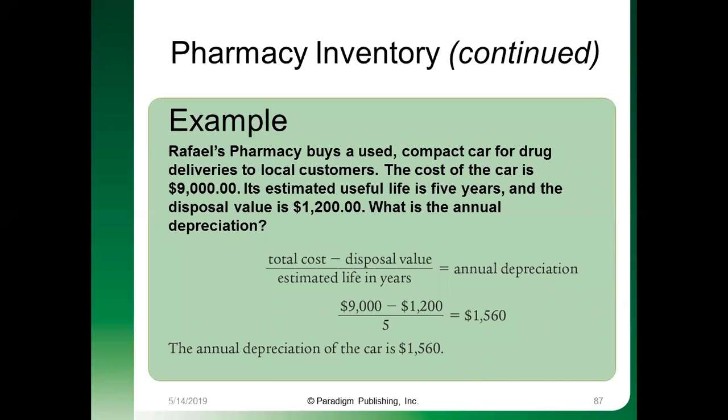For example, Ralph's Pharmacy buys and uses a compact car for drug deliveries to local customers. The cost of the car is $9,000. Its estimated useful life is 5 years, and the disposal value is $1,200. What is the annual depreciation? So the total cost, $9,000, minus disposal value, $1,200, divided by the estimated life in years, 5, gives you 1,560. The annual depreciation of the car is 1,560.